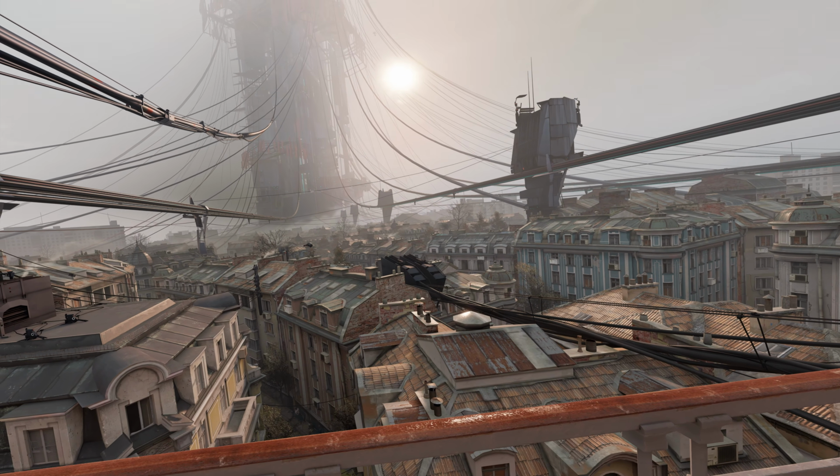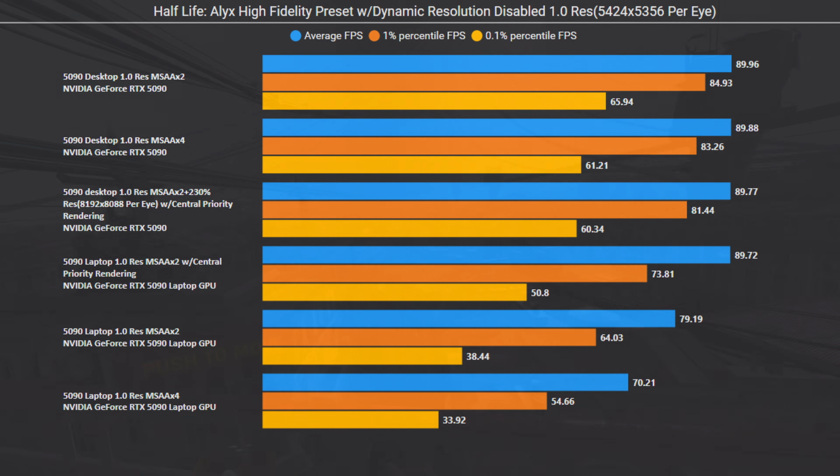Back to an older VR game, but a well-optimized one the laptop might have a chance of playing well, we have Half-Life Alyx on the Ultra Fidelity preset with dynamic resolution disabled. And things are really good here. There's only 1.0 res to look at because even the laptop was completely frame rate limited at MSAA times 4 at 0.75 res, so there's not really much to compare there.